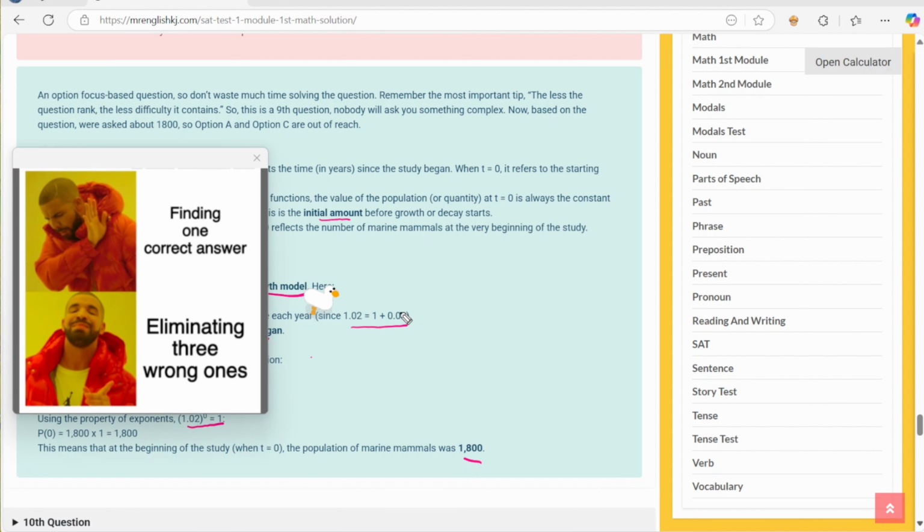What is this time? You see, the duck is smart. Finding one correct answer, okay. Eliminating three wrongs, yeah. That is what we are feeling right now.